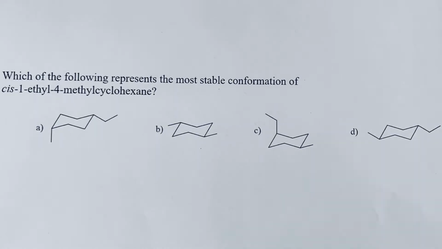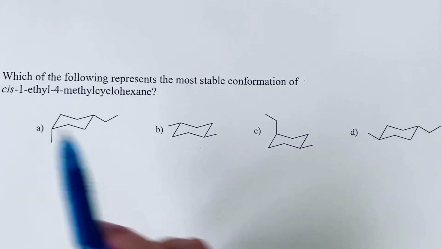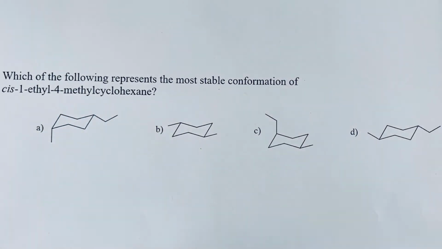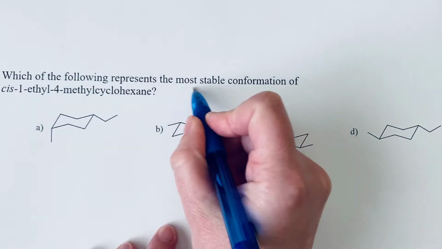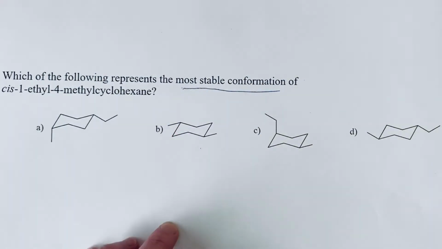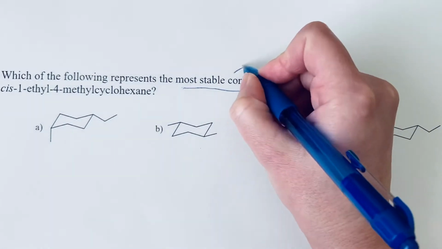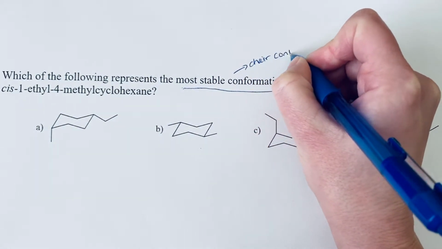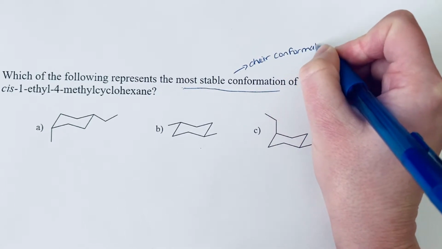Which of the following represents the most stable conformation of cis-1-ethyl 4-methyl cyclohexane? So when we're looking at a most stable conformation for a cyclohexane, we should automatically be thinking about a chair conformation. So we want to definitely have a chair conformation.